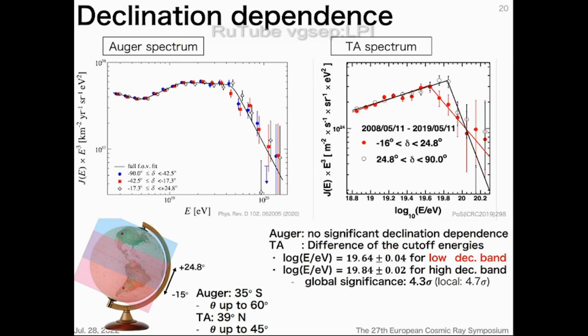The declination dependencies are shown here. Here is the OJ spectrum. They divided it into 3 declination bands, and you can see that there is no significant declination dependence in the OJ result. But in the TA case, a different cutoff energy is shown here. The red point is the lower declination band, which is the common declination band of OJ and TA, but in the higher declination band, the cutoff energy is different.